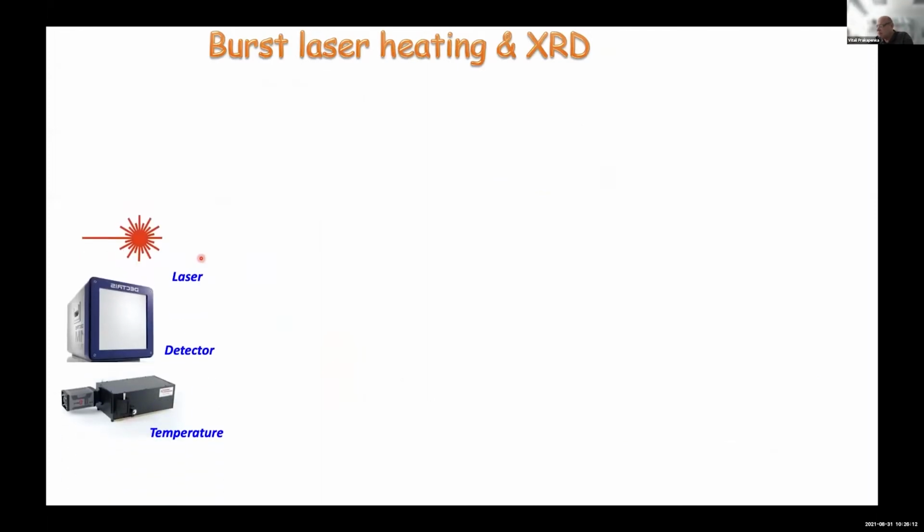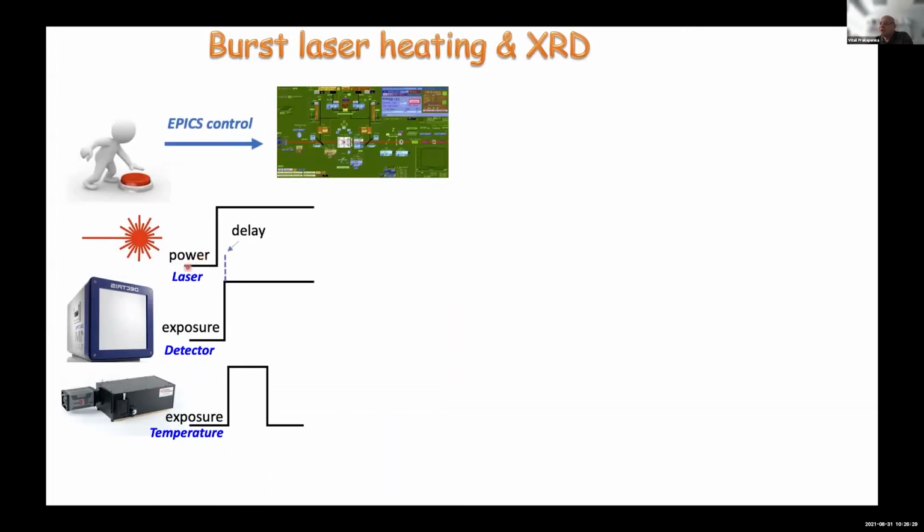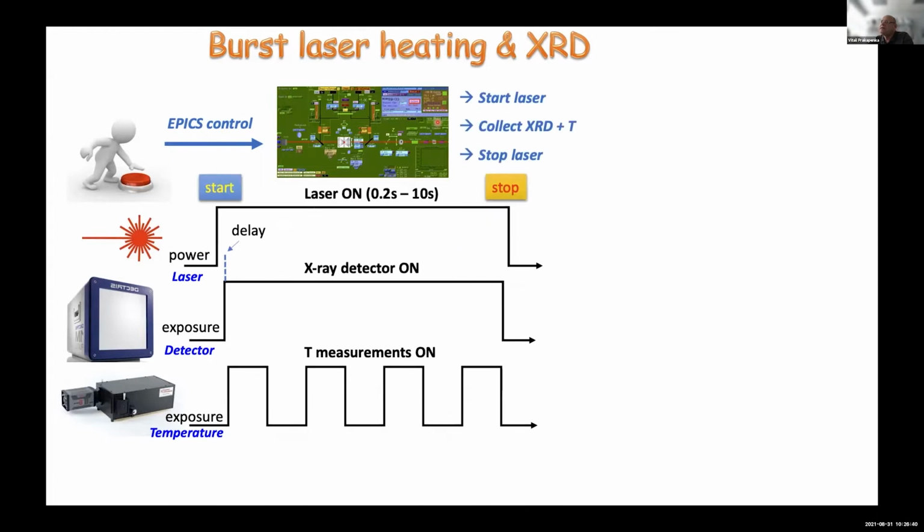Considering that experiments at high pressure and temperature are quite difficult, and we constantly have young scientists and students, we have developed a routine that allows users to do it very easily. What you need to do is just set the exposure for the temperature, for the detector, and the laser power, and then in this window, you press a button, burst, and the software will calculate how many temperatures you need to measure within the X-ray detector window, and how long the laser should be on.